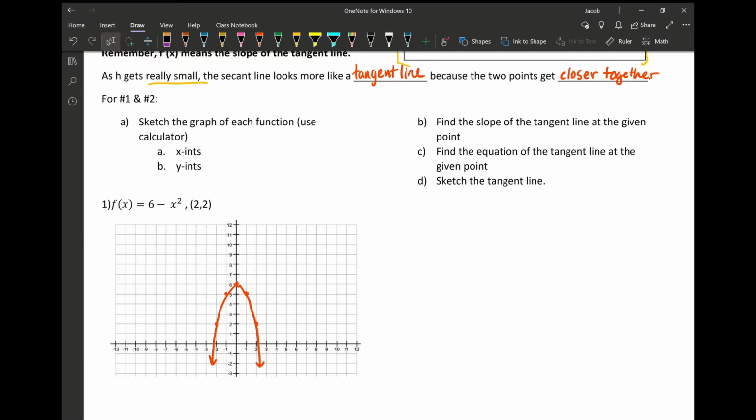And we want to note the x-intercepts at radical 6 and negative radical 6, 0. And our y-intercept is at 0, 6.